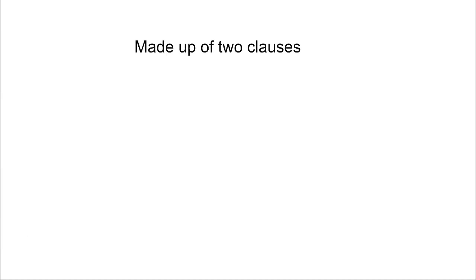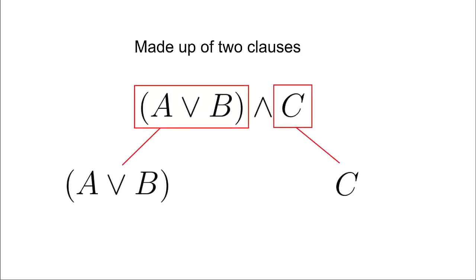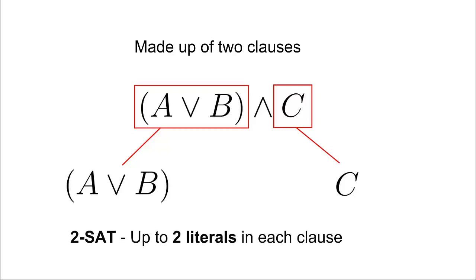One thing to note is that this expression is actually made up of two distinct clauses. The two clauses are separated by the conjunction, or the AND. Each clause itself is a disjunction. This is the basic premise of conjunctive normal form. If we can satisfy both of the clauses, then the overall expression will also be satisfied. This is a specific satisfiability problem called 2-SAT, which allows up to two literals in each clause.